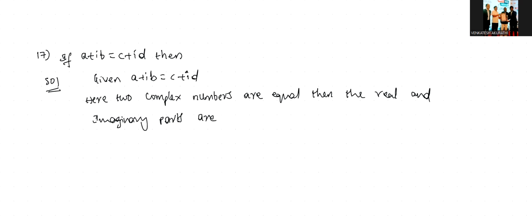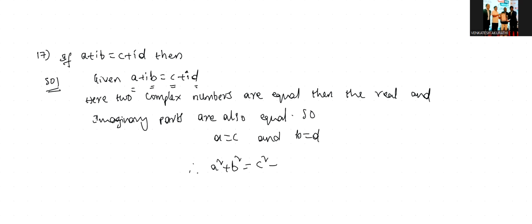Then the real and imaginary parts are also equal. So A is equal to C and B is equal to D. So real part A, real part C. Imaginary part B, imaginary part D. Therefore, the squares are also equal. A square plus B square is equal to C square plus D square. So this is the solution.